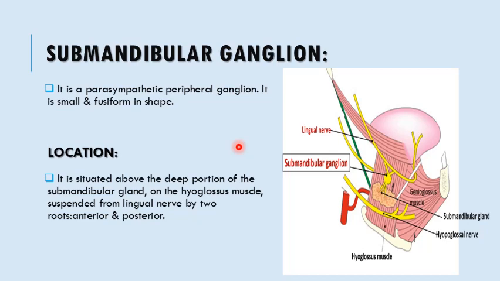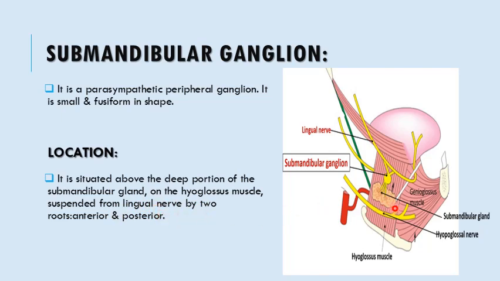Another content of the submandibular region is the submandibular ganglion, which is a parasympathetic peripheral ganglion. It is small and fusiform in shape and is situated above the deep portion of the submandibular gland on the hyoglossus muscle, suspended from the lingual nerve by two roots, anterior and posterior.